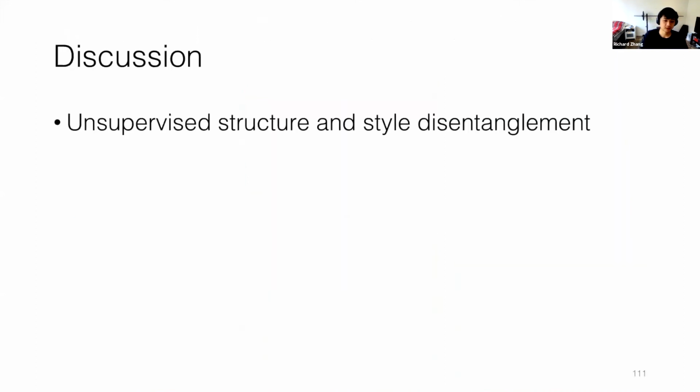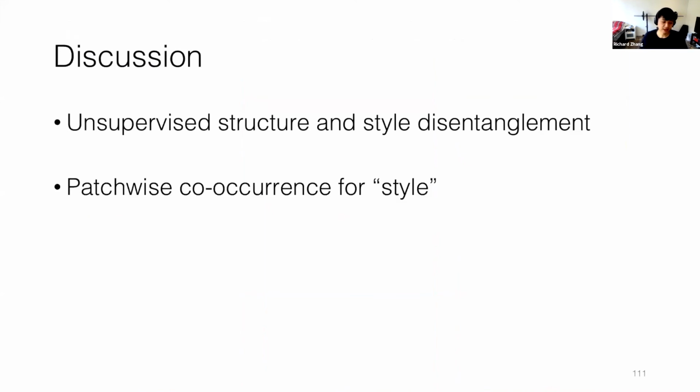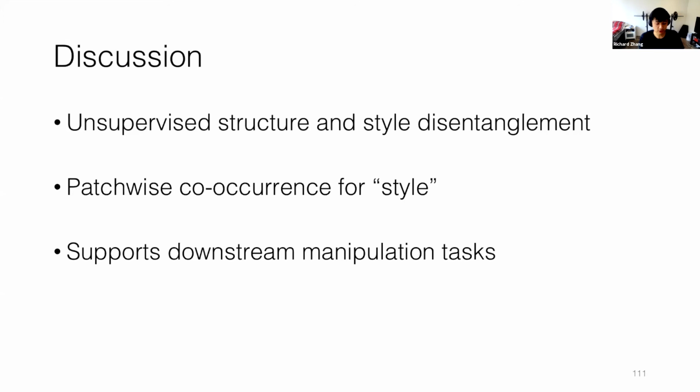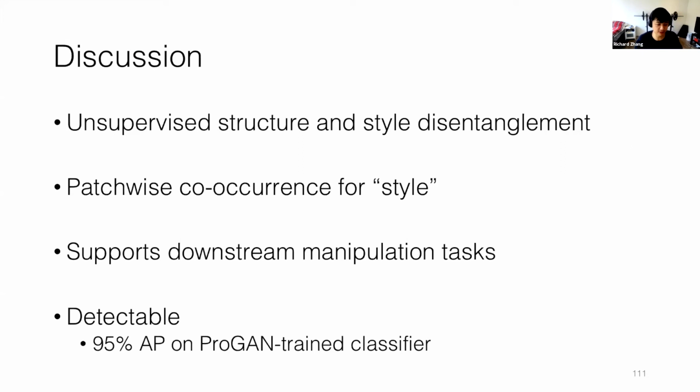Okay. So this system, we're looking at doing unsupervised style and structure disentanglement. And really, we proposed this loss here, this patchwise co-occurrence discriminator, and it seems to correlate really well with what people would call style. It supports a whole bunch of downstream manipulation tasks that we explore with the UI. And one thing is that it's detectable because it uses a CNN. So we did this project way after Zhang did the synthesis project, but we ran that classifier and got 95% AP. So it's kind of interesting to note that that result continually holds as we develop new methods.